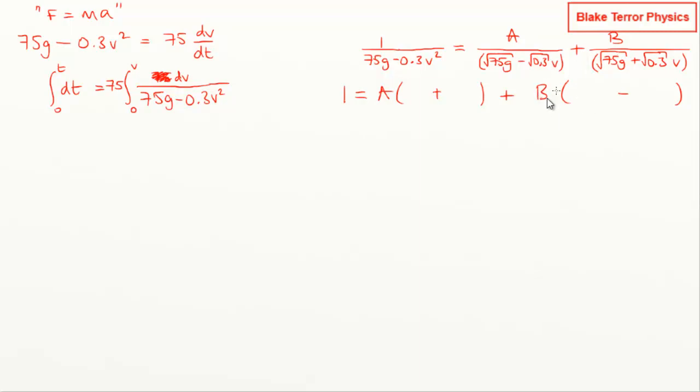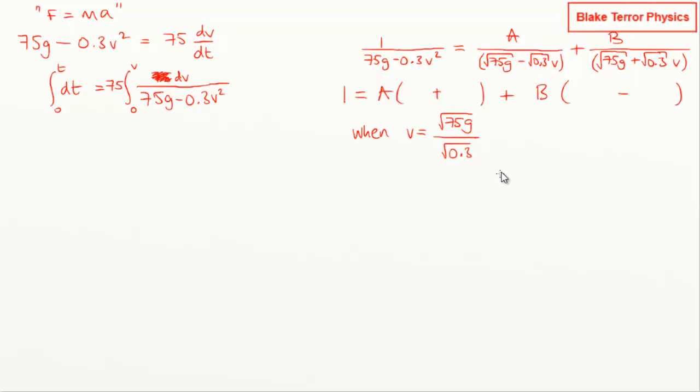We can see what these brackets are. So let's set one of these equal to 0. Say we were going to have this b bracket equal to 0. We're going to need v to be equal to the square root of 75g divided by the square root of 0.3. Because of course when we put that in for v here, the square roots of 0.3 are going to cancel and then we get nothing in the bracket.